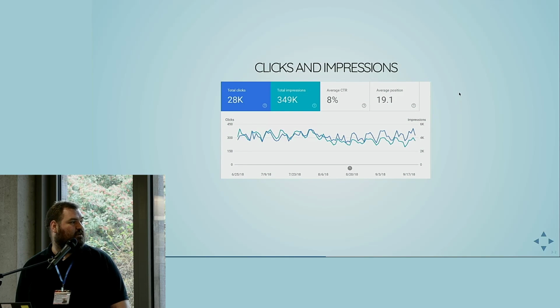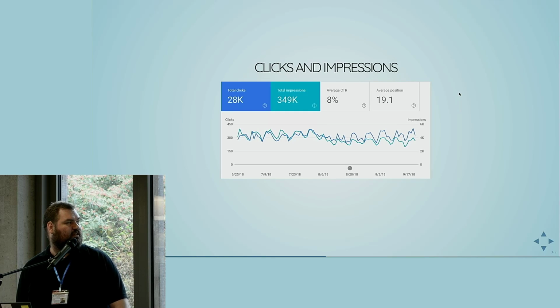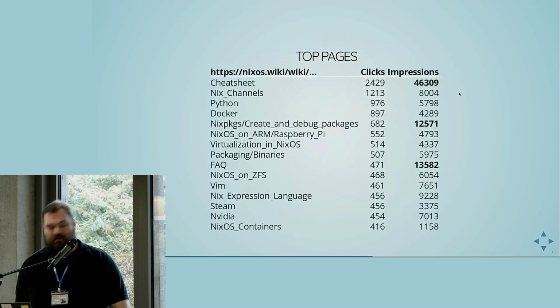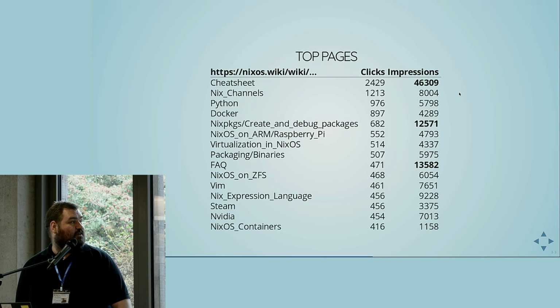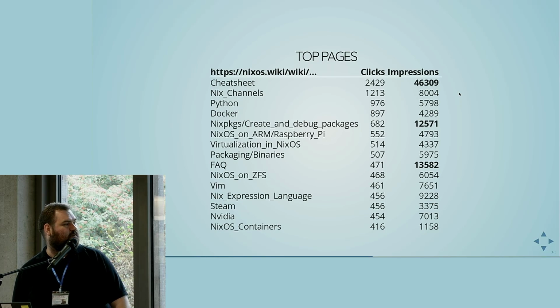Some graph showing how often the NixOS wiki is shown in Google search results: in 3 months, nearly 350,000 times it's displayed, only 28,000 clicks. But there seems to be some interest in the NixOS wiki, or whatever is written in it. The top pages of the wiki, of course, the cheat sheet. Yeah. Then we have something that's a bit odd.